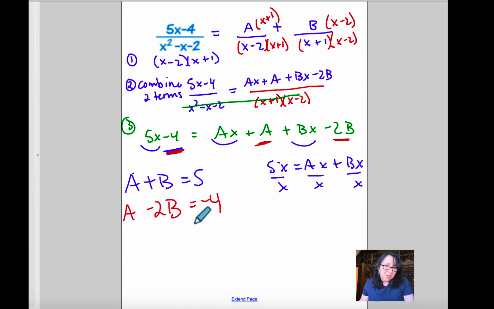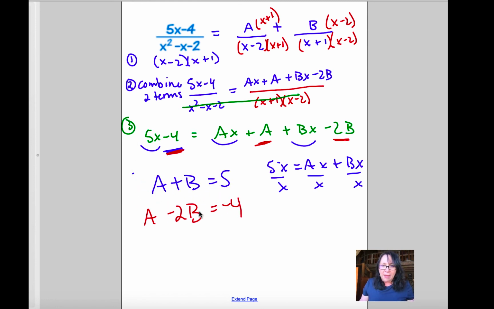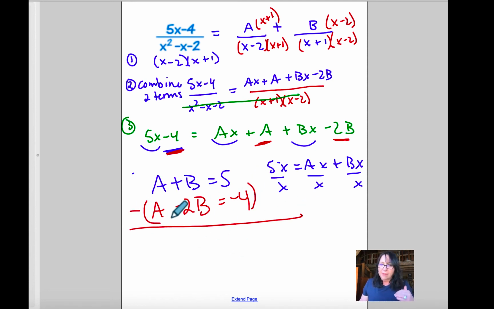There are so many ways to solve a 2 by 2. One way is just add or subtract. You've got elimination, you've got substitution, all this stuff. But since it's a plus b and a minus 2b, I'm going to subtract, because that seems like the quickest, easiest way to solve this. So I'm just going to subtract the top minus the bottom equation.